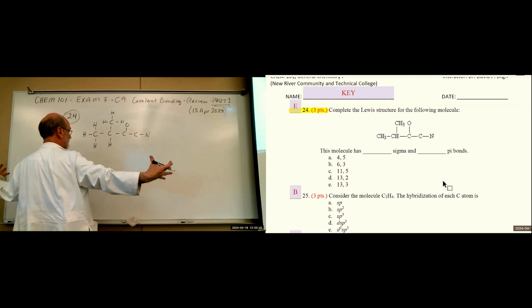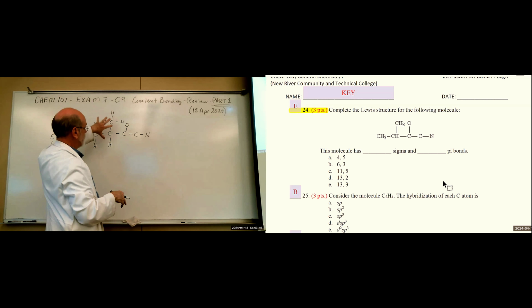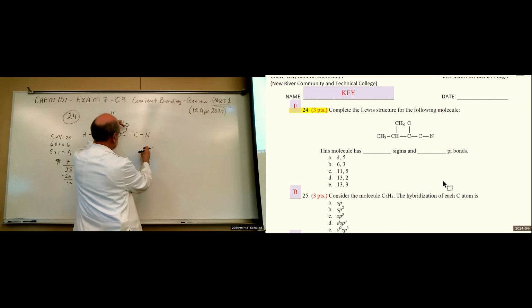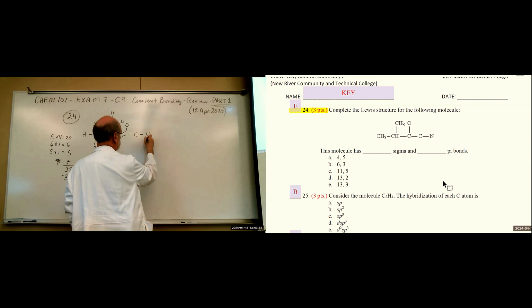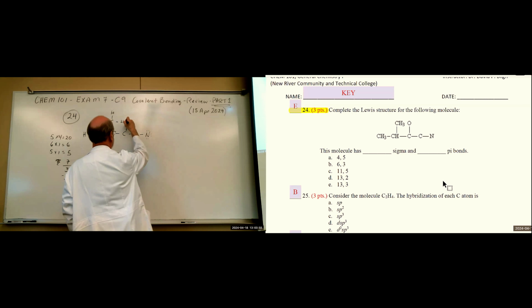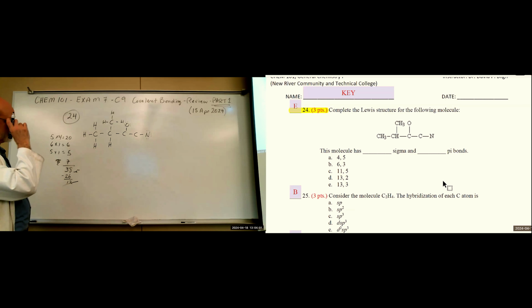We can't start from the outside and work our way in. We can't do anything with the hydrogens. They're already used up. So we can use this oxygen and this nitrogen to use up the other 12. 2, 4, 6, 8, 10, 12. So we used up all our electrons.